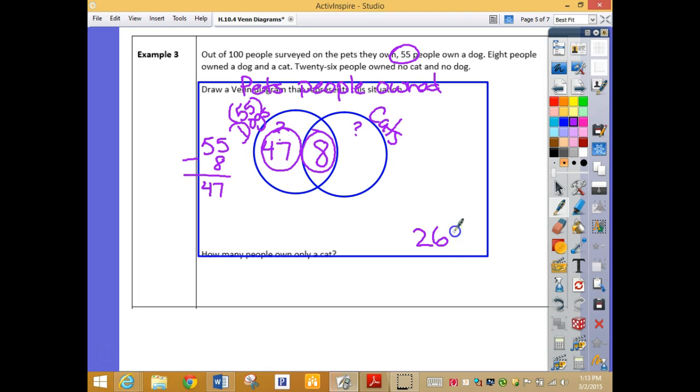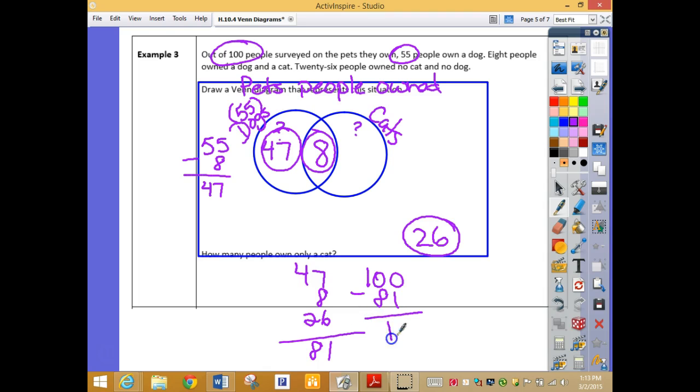47 plus 8 plus 26 in our universe there that aren't in our Venn diagram that don't own either. What do I get when I add those up? 47, 8, and 26. I get 81. Am I done? Is that how many people own only a cat? No. What do I do? 100 people total surveyed. So 100 minus these 81 people. So what's 100 minus 81? So that tells me 19 what? 19 people owned, what's the word? Only cats. 19 people that owned cats only. And now we're all filled in and we answered our question. How many people owned only a cat? 19.